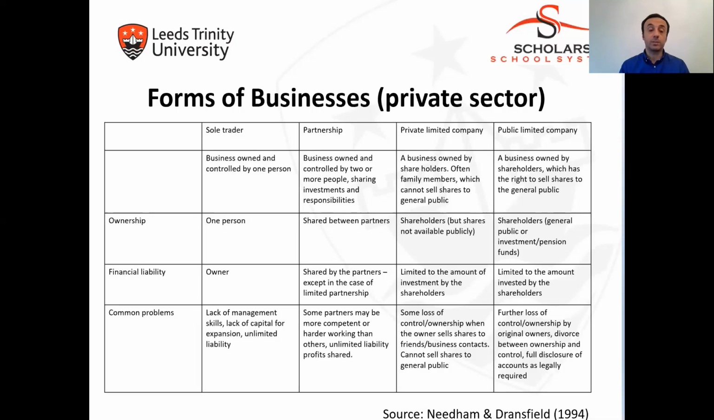Ownership belongs to one person, but in the sole trader form, financial liability is held by the owner of the business, with all debts. What is the meaning of that? Even if you have your own possessions and assets, you are personally liable for all the debts of the business if you are operating in the sole trader form. And what problems may arise in the sole trader form of business?